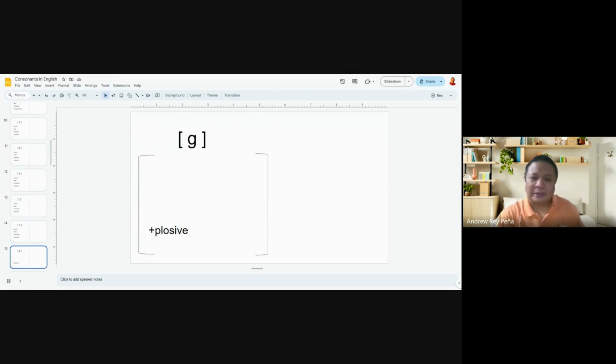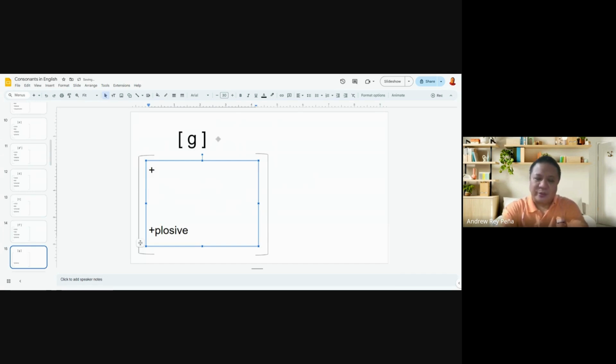Then we have the g, which is velar. Okay, this one is voiced. So the g is voiced. So we write plus voice. It's unaspirated. So we write minus asp. And it's velar, meaning the back of the tongue touches the velum, also called the soft palate. That's why it's velar. So it's voiced, unaspirated, velar, plosive.